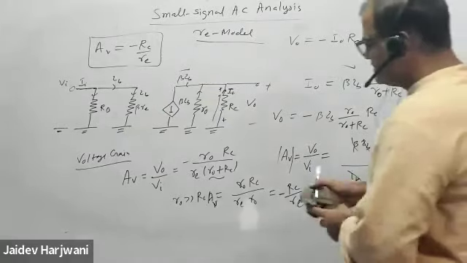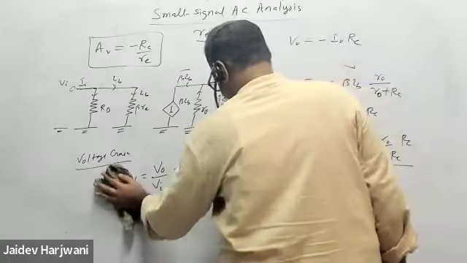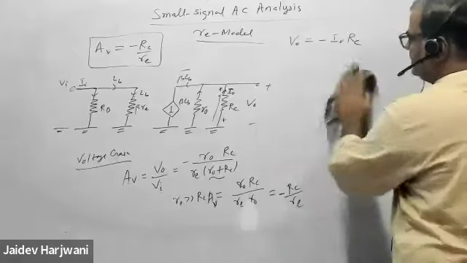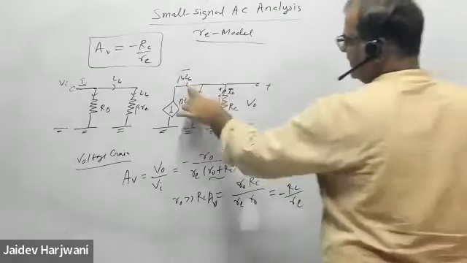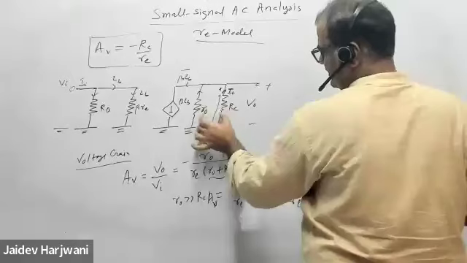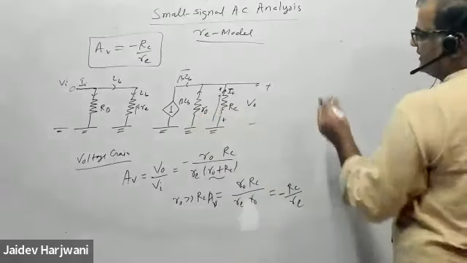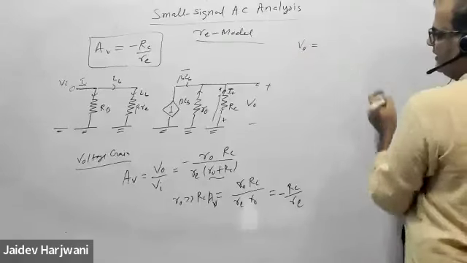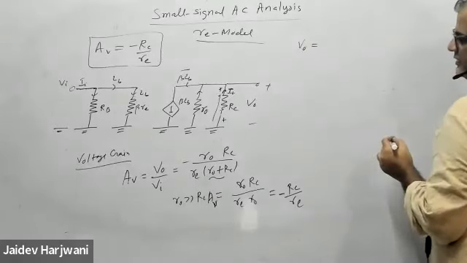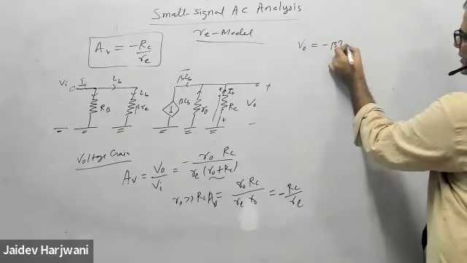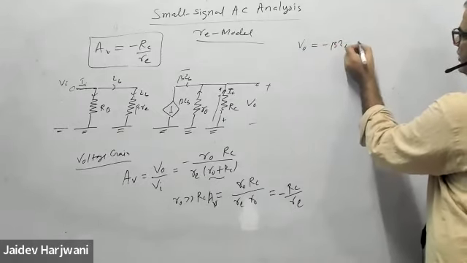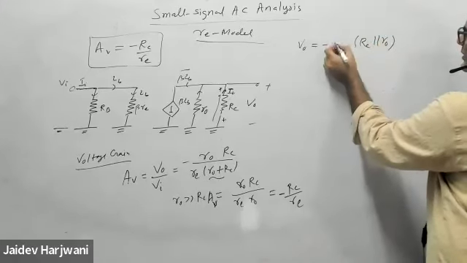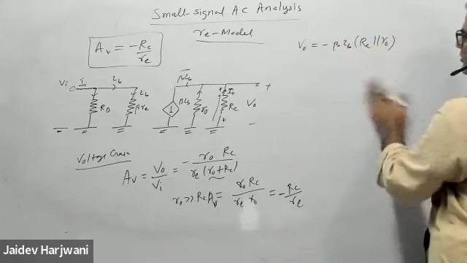Now if you don't understand this way, you can do it another way. You know the total current is beta IB, and you can take the equivalent resistance of R naught and RC. So I can directly say my V naught is equal to minus total current, total current is beta IB, into RC parallel to R naught. Like that also you can write beta IB RC parallel to R naught.